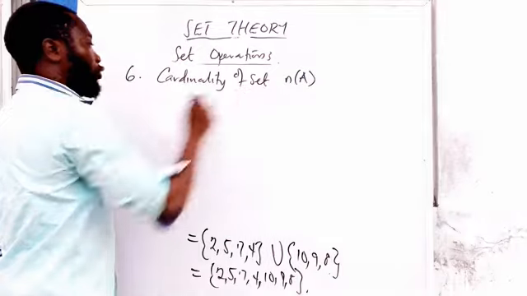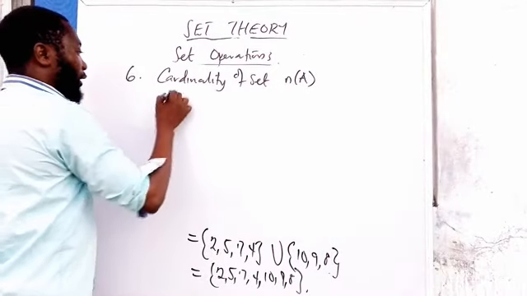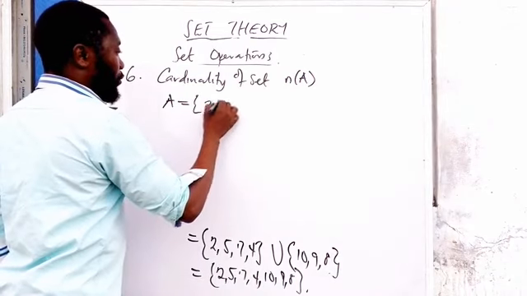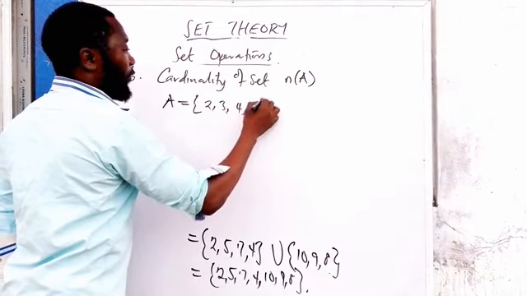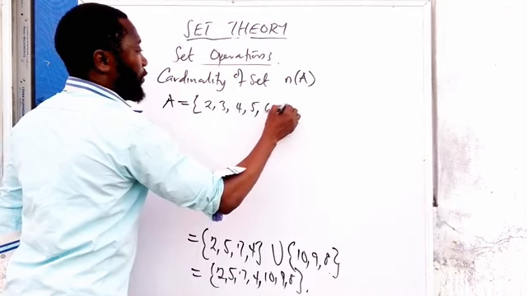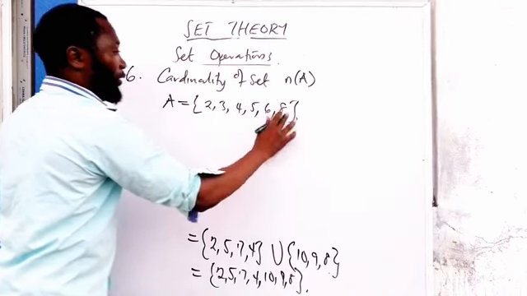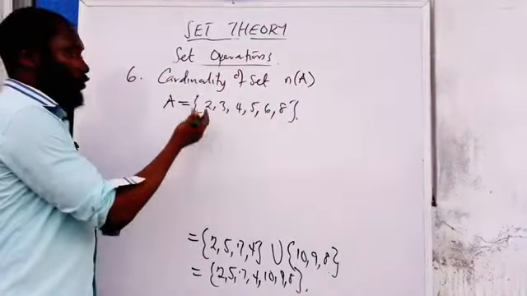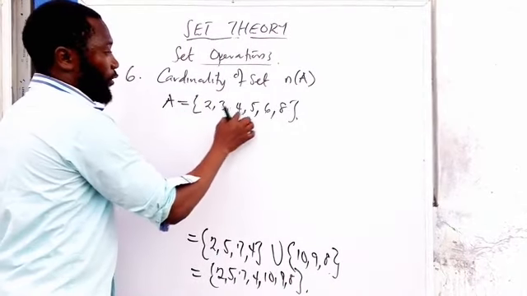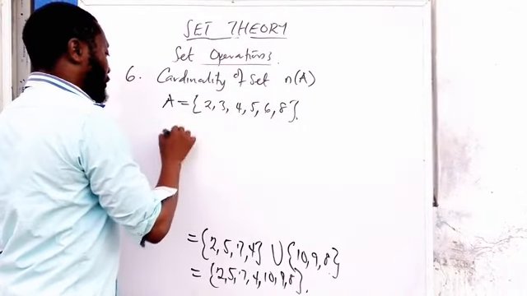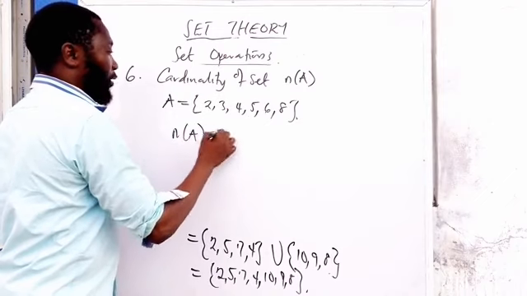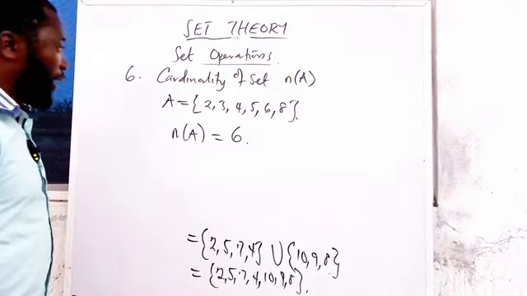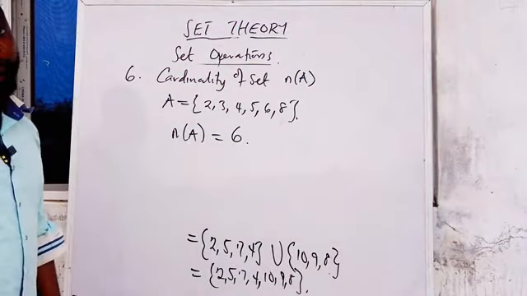Suppose we have set A equals 2, 3, 4, 5, 6, 8. What is the cardinality of this set? You just count the members: 1, 2, 3, 4, 5, 6. So it means the cardinality of A equals 6. And that is what we mean by cardinality of a set.